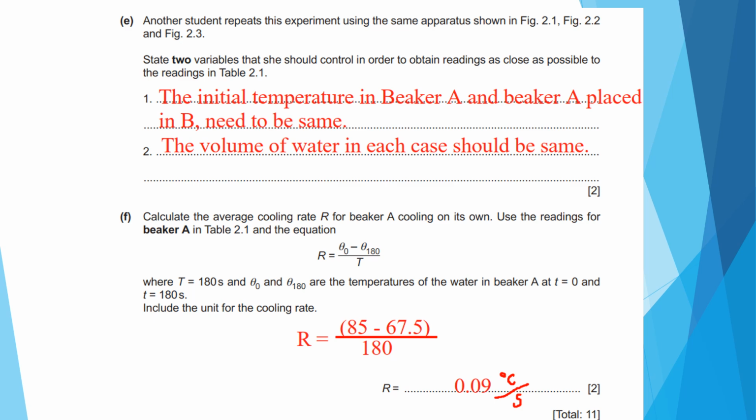So just substitute the values of theta naught from the table and theta 180. These are for beaker A only, not the second case. So keep that in mind and write the values. T is 180 seconds, then you get R is equal to 0.09. Since it is temperature divided by time, degree Celsius per second is the unit. So that's all for the second question. I hope you understood up to the second question. Then let's move on to the third question.